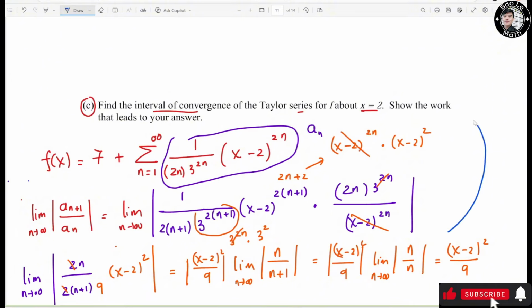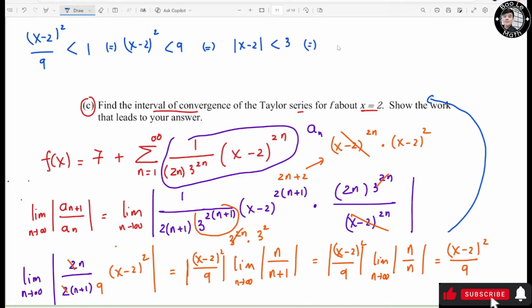I don't have enough space, so I'm going to write over here. So it could be s minus 2 altogether squared over 9 less than 1, right? So it could be s minus 2 altogether squared less than 9. Take the square root of both sides, so it could be absolute value of s minus 2 less than 3, right? So it's going to be negative 3 less than s minus 2 less than 3, right? Add 2 to all sides, so we have negative 1 less than s less than 5, right?